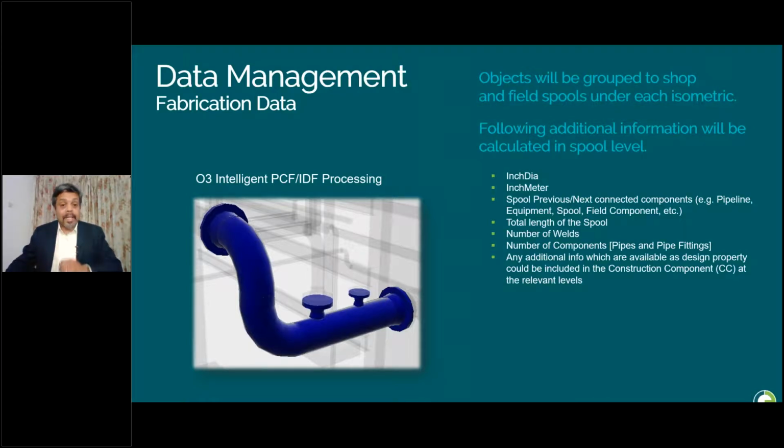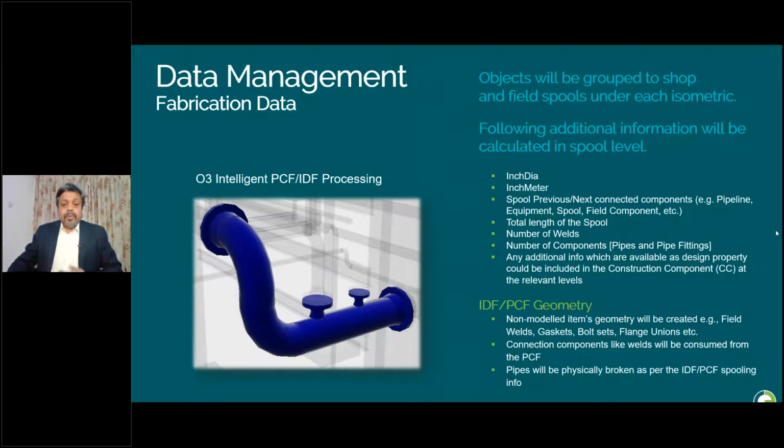By default, O3 calculates inch-dia, inch-meter, and spool previous and next connected components, for example pipeline, equipment, spool, field components. This info will be available in each spool, pipe or pipe fitting. The total length of the spool will be calculated from the coordinates for accuracy, along with the number of shop welds, number of field welds, and number of components, pipe and pipe fittings. Any additional info which is available as a design property could be included in the construction component at the relevant level.